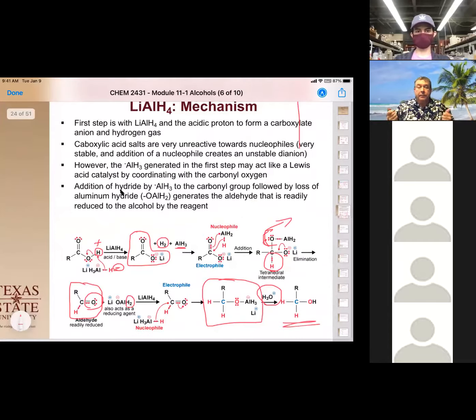All right, questions on that? Okay, so we've learned 2 new ways to make alcohols. We can do a nucleophilic attack by a very strong carbanion, and we can selectively reduce the carbonyl using lithium aluminum hydride or sodium borohydride, and we have selectivity between the 2.